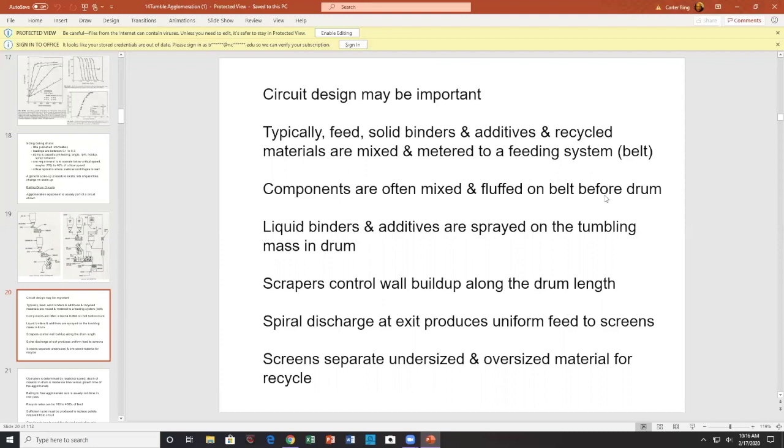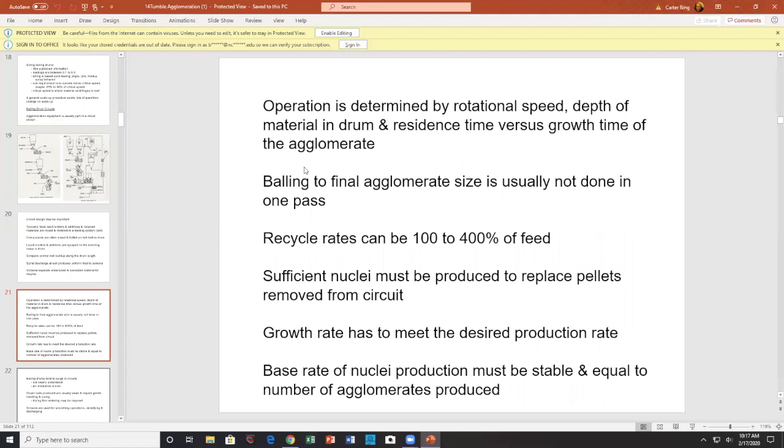Components are often mixed and fluffed on the belt. Liquid binders and additives are sprayed on the tumbling mass in the bed. Scrapers control the wall buildup along the bed, and a spiral discharge at the exit produces uniform feed to the screening. The spiral would cause some sort of breakage of the weaker agglomerates. Screens separate undersize from oversize. Operation is determined by rotational speed, depth of the material in the drum, and the residence time versus growth rate of the agglomerate.